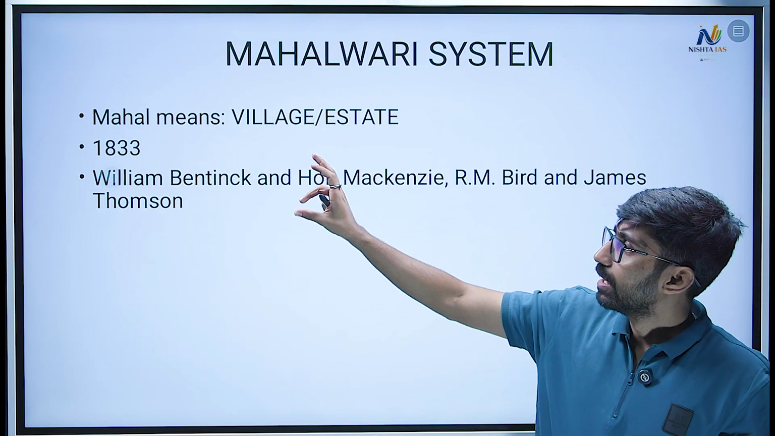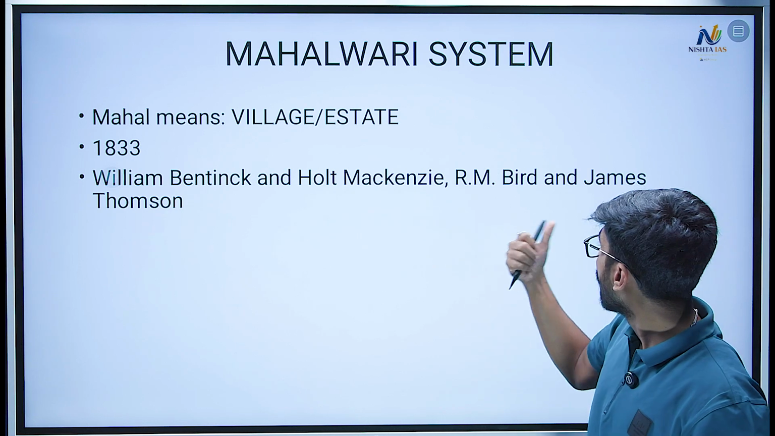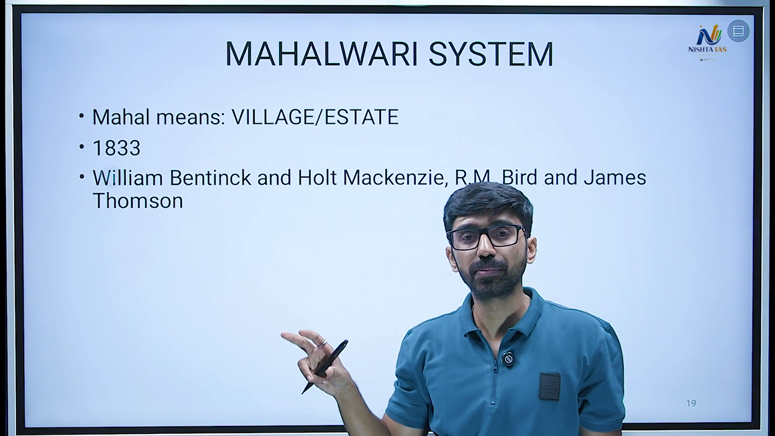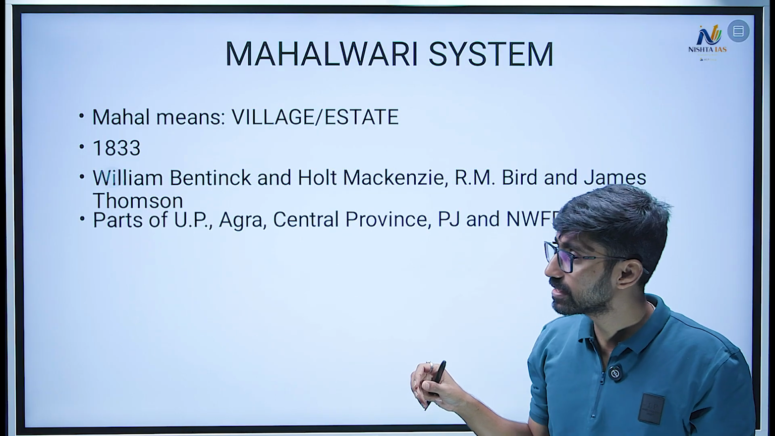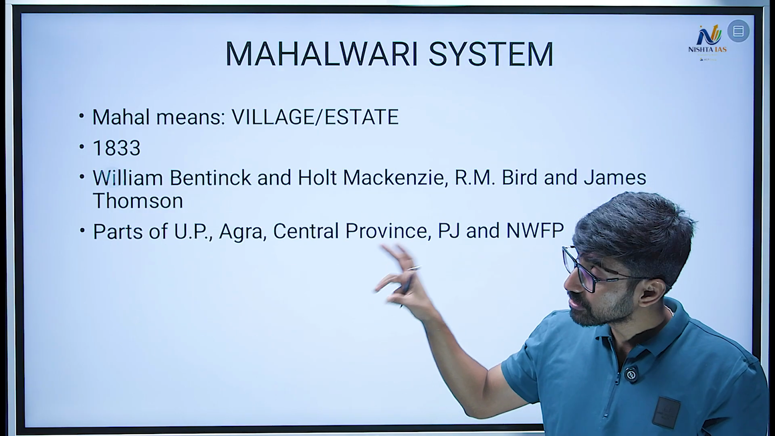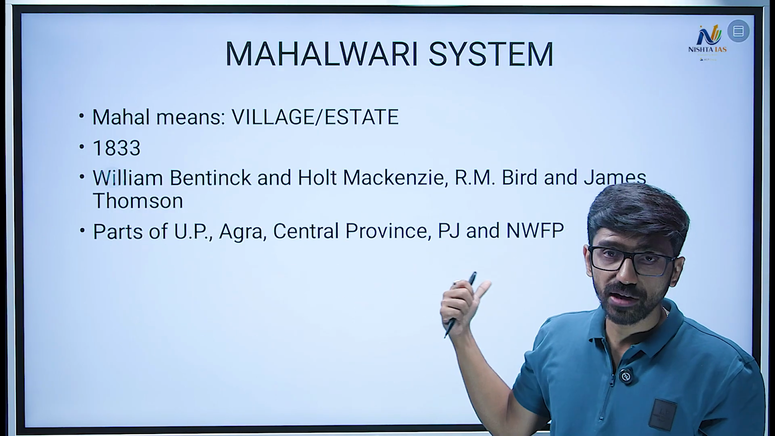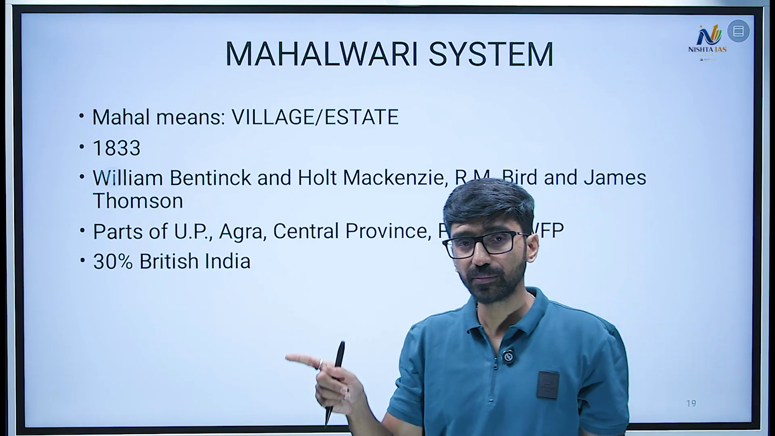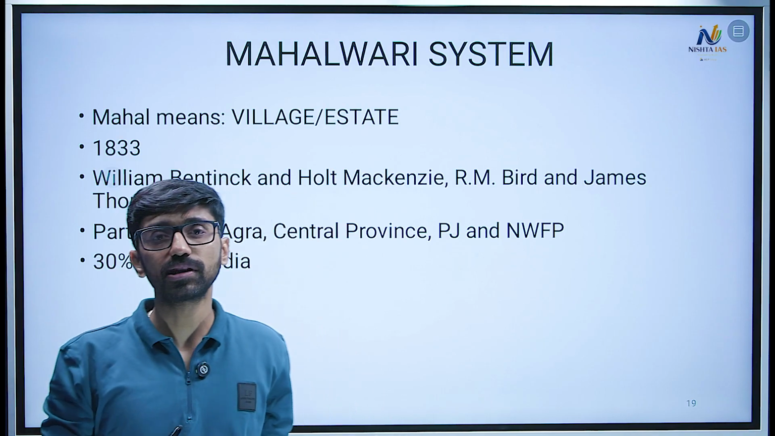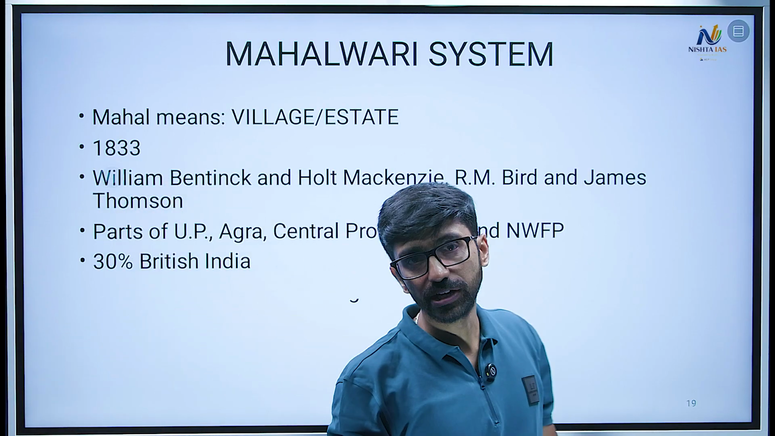In 1833, William Bentinck, Holt Mackenzie, R.M. Bird and James Thompson, all these people were involved in designing this particular system, from 1833 onwards. It was introduced in UP, Agra, parts of UP, Central Province, Punjab and Northwest Frontier Province. It amounted to 30% of British India. So 19% was the zamindari system, 51% was the Ryotwari system, and 30% was the Mahalwari system.